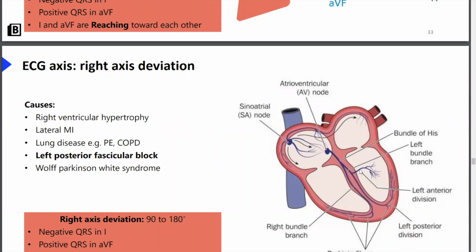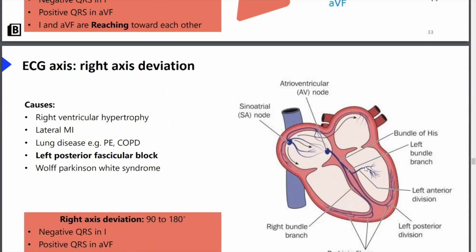So why does that cause a right axis deviation? Well, if you look at the flow of current, it's going to come from the sinoatrial node to the atrioventricular node. It's going to come along here. It can't go down the left posterior branch because that's blocked. So it's going to go along the left anterior branch and then come round towards the right side of the heart. So can you see the flow of current is going to go down the left anterior branch and then round in a rightward manner towards the apex. So the whole cardiac axis is shifted to the right.